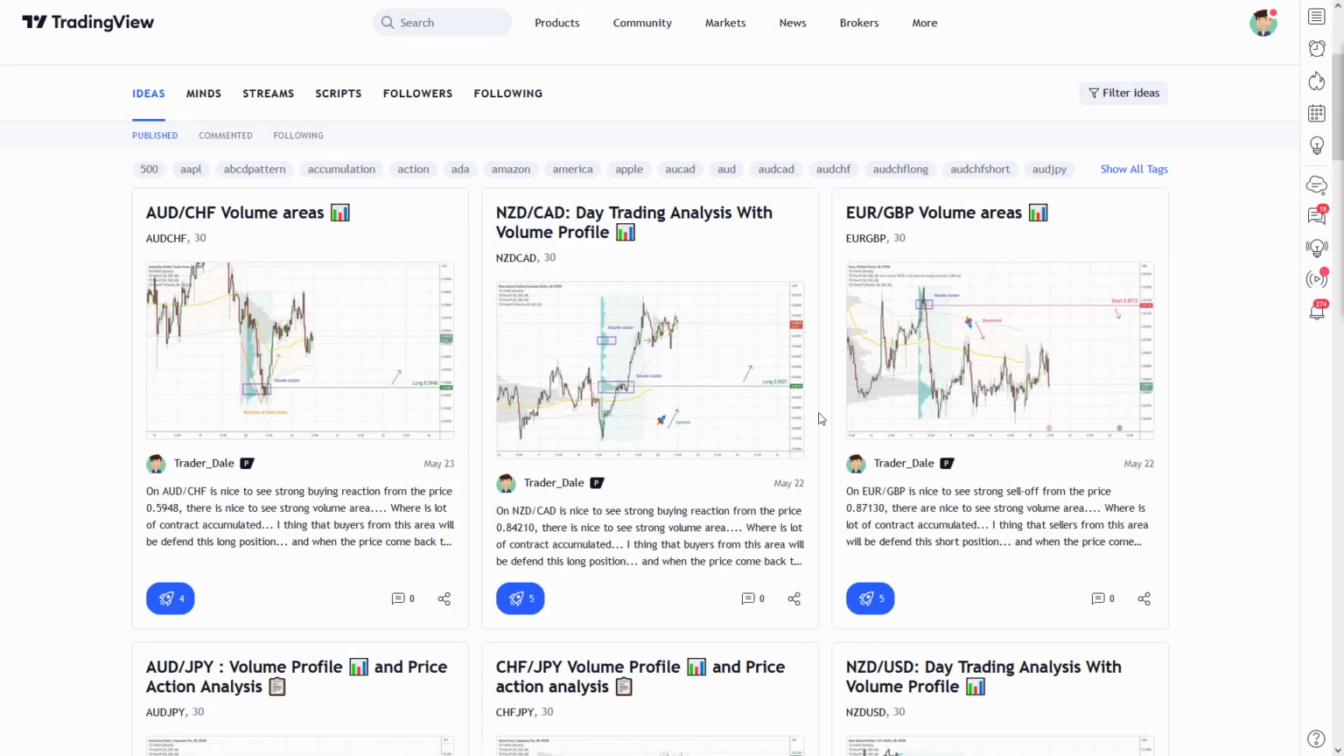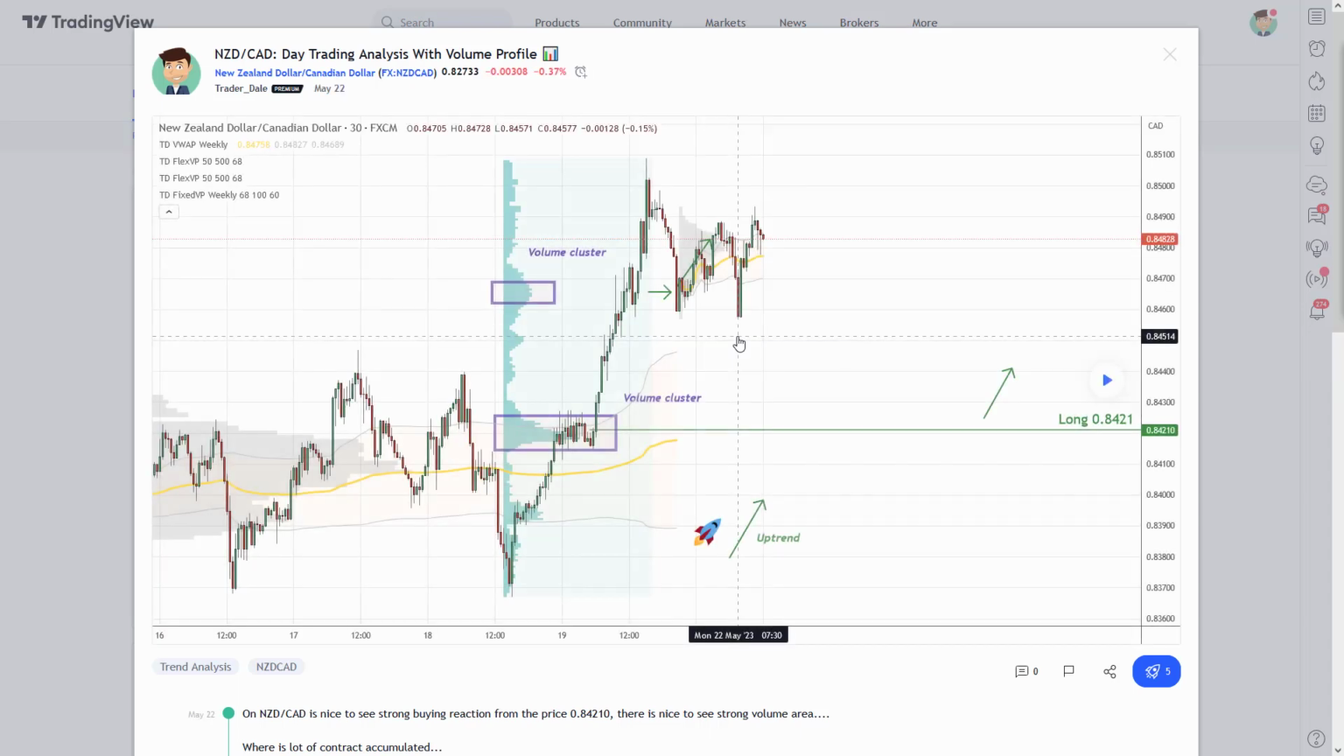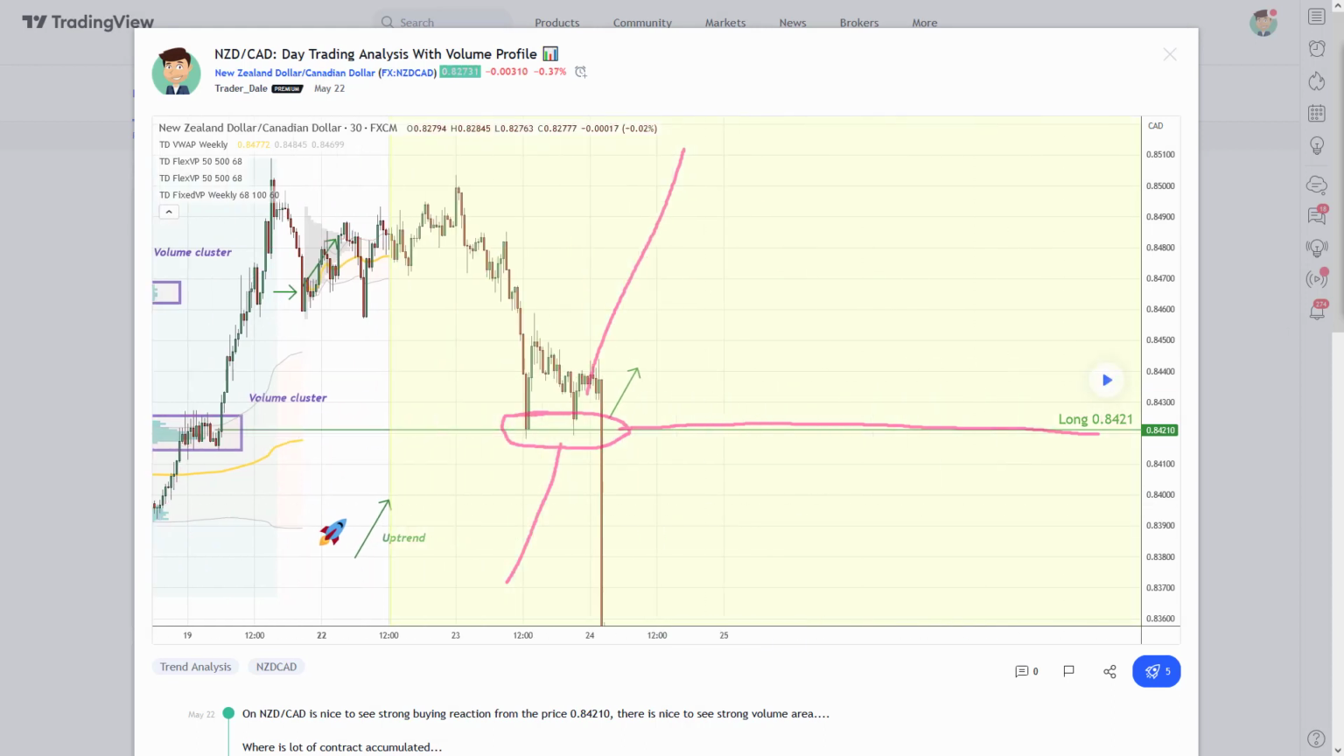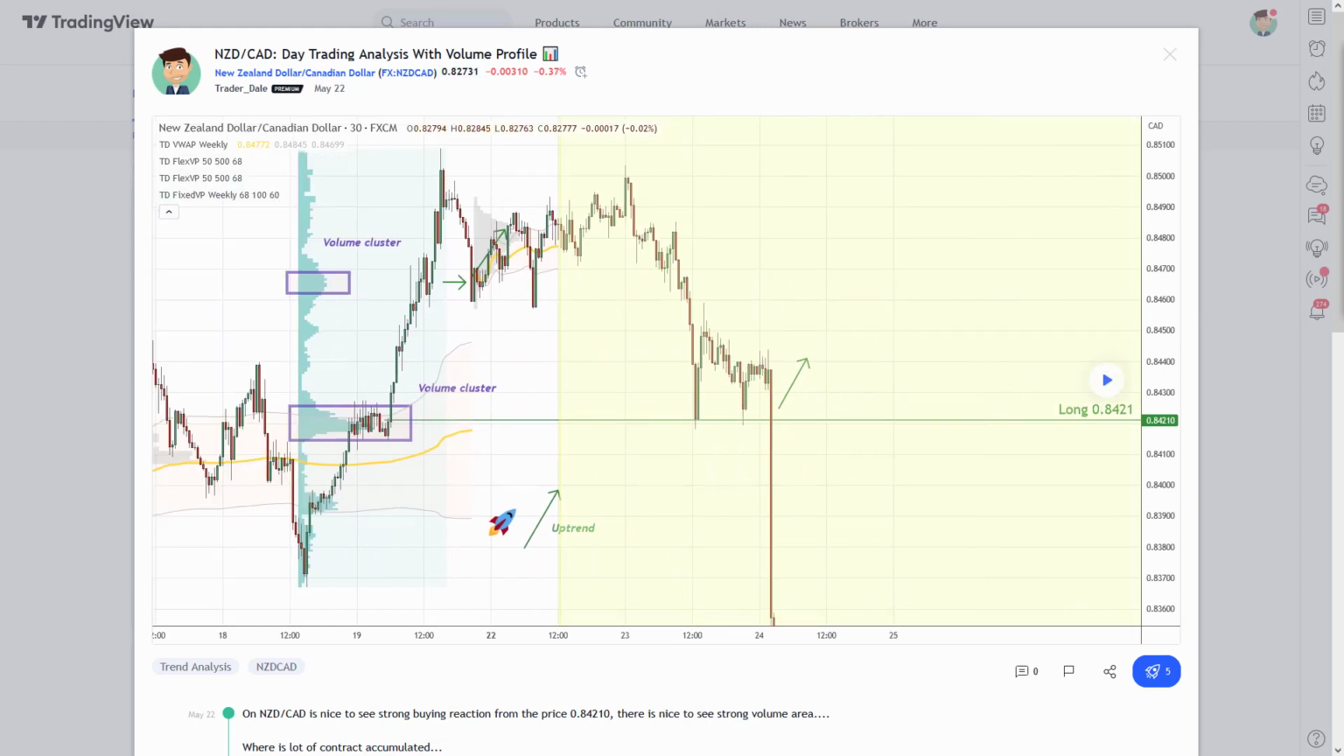Now, the next one, New Zealand dollar, Canadian dollar. We had a support in here based on a trend setup, based on those volumes within the trend. And if I scroll forward, you can see the reaction, which in this case was pretty precise. It was in here.